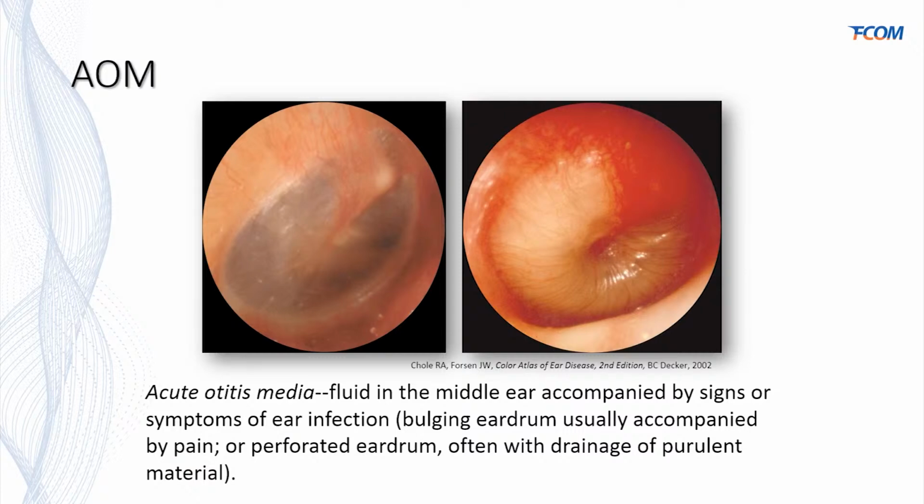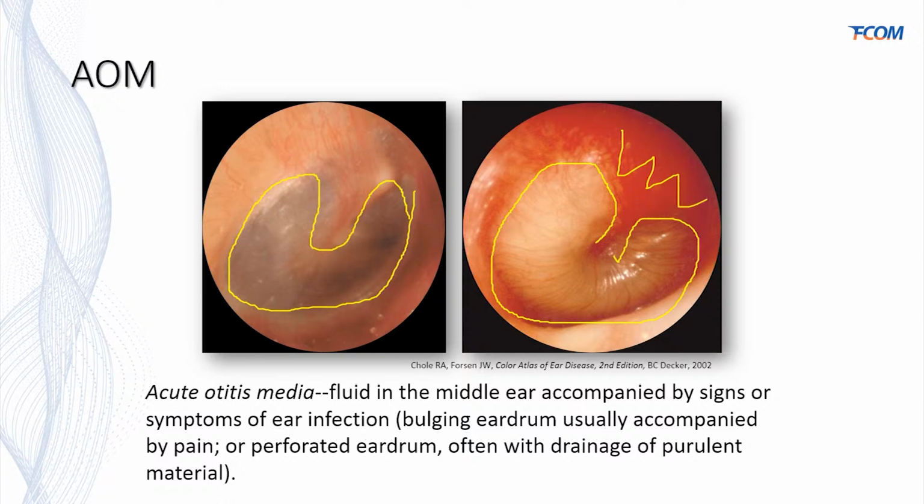So now let's look at some normal ears. This is a great example of a normal tympanic membrane. Nice and gray, translucent. You can see through it. It's not retracted. It's not bulging. You compare that to this bulging tympanic membrane. The area is red and angry and it's full of pus.